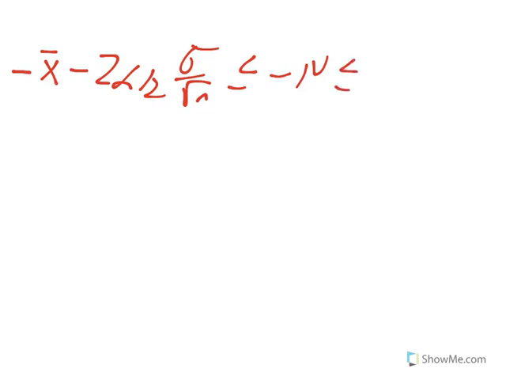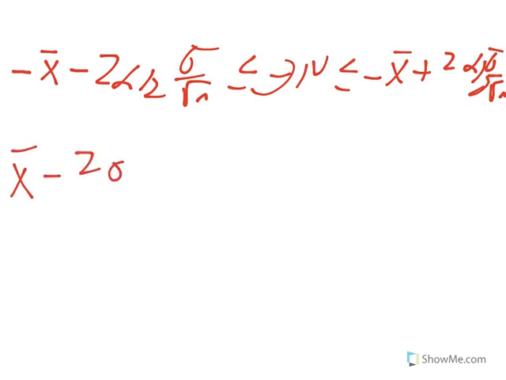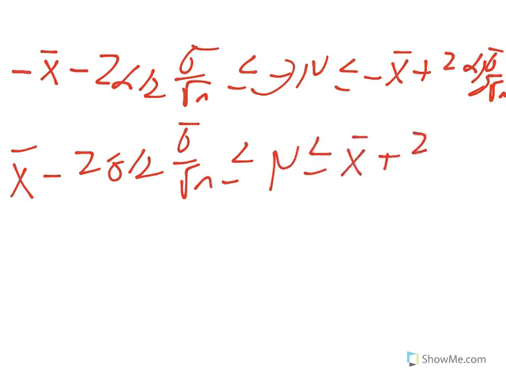On the next page, let me see if I can write this a little bit better. Negative x bar minus z alpha over 2 sigma over the square root of n is less than or equal to negative mu, less than or equal to negative x bar plus z alpha over 2 sigma over the square root of n. If I multiply this whole thing by negative 1 to get rid of the negative, that's going to flip all my signs. Basically, it just swaps everything. So what I end up getting is x bar minus z alpha over 2 sigma over the square root of n, less than or equal to mu, less than or equal to x bar plus z alpha over 2 sigma over the square root of n.